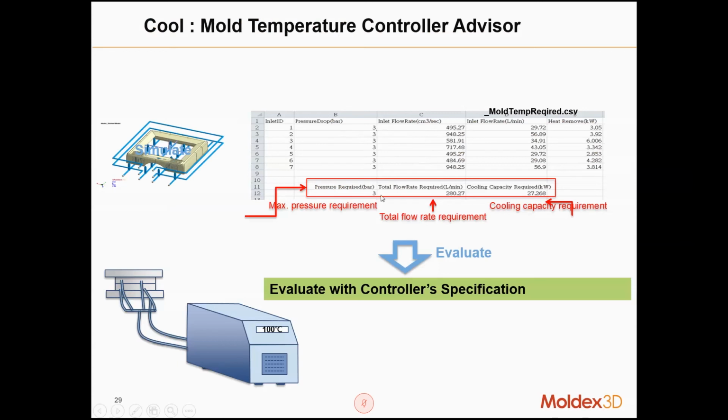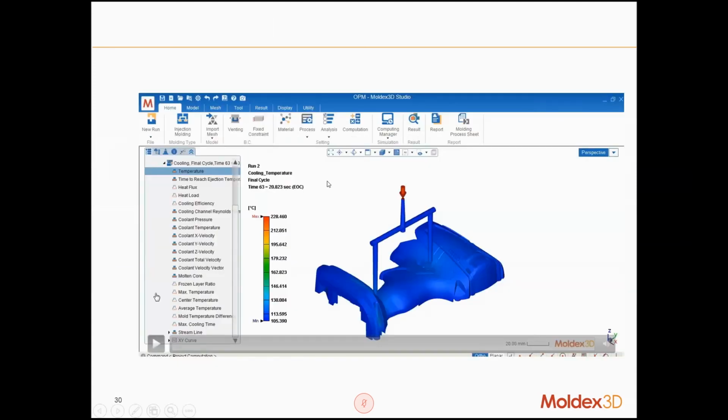Or if we have to choose the machine for this kind of result, we need to find a machine that can at least provide 3 bar pressure and the required flow rate of 280 liters per minute. If the machine cannot provide enough flow rate, we might need more controllers. Let's see how to use it.